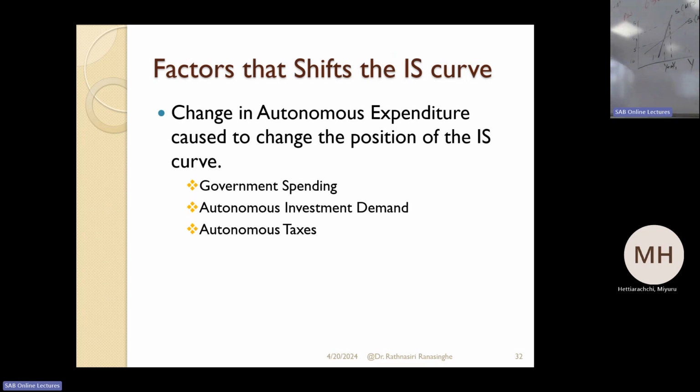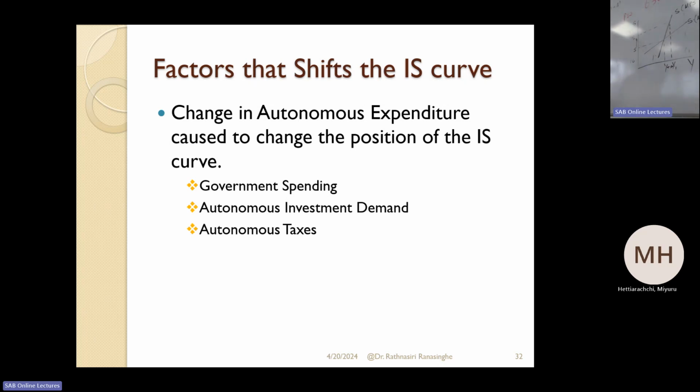Now this is autonomous investment demand. We know there is an investment function I naught minus I1 R, which is an autonomous function. So if there is a change in autonomous investment, that shifts the IS curve. And the other one is government expenditure, which is also one factor.